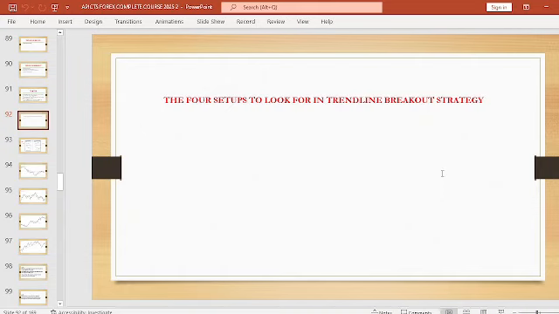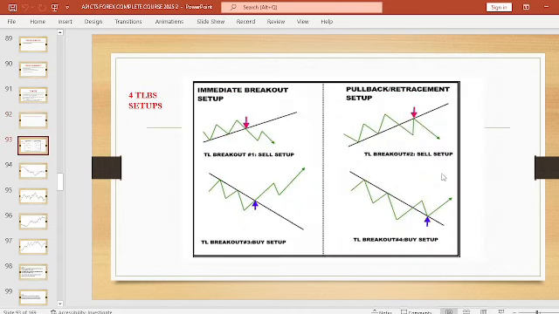Four setups. There are four setups you're going to be looking for, and I want to introduce you to all of them. I want to introduce you to the four now in the next slide. So pay attention. Now you can see it on my board right now.